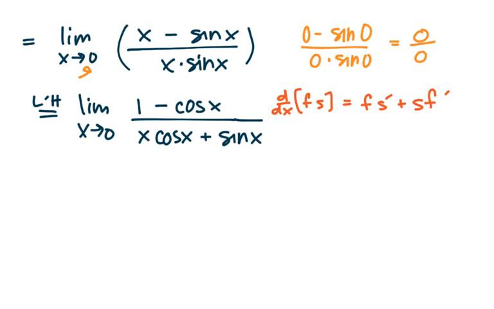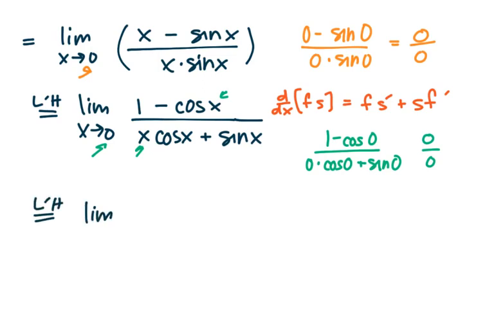All right, if I plug in 0 now for my x's, I get 1 minus cosine of 0, which is 1. So 1 minus 1 gives me a 0 in the numerator. And in the denominator I've got 0 times cosine of 0, which is 1, but times 0 is 0, plus sine of 0, which is 0. So apply L'Hopital's again.